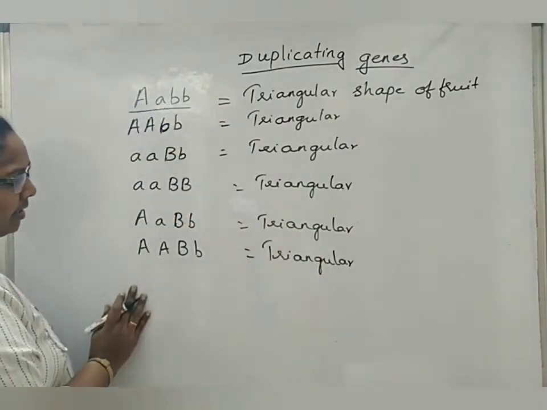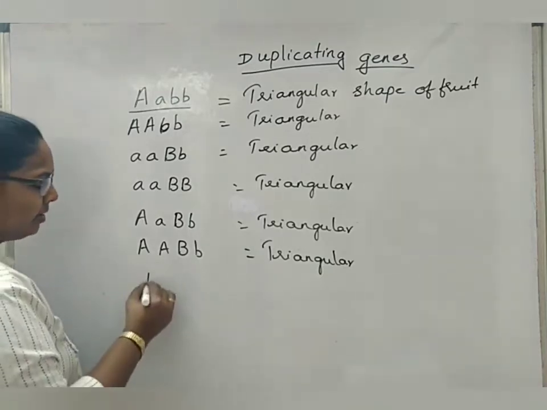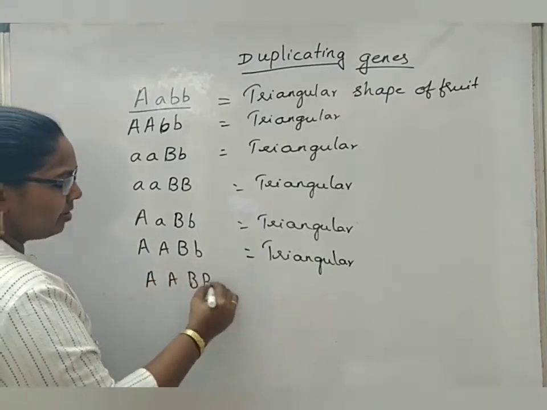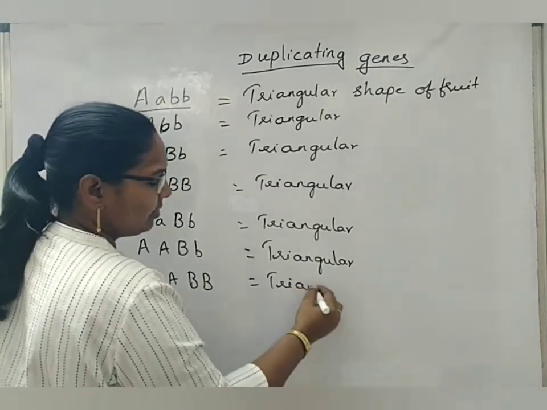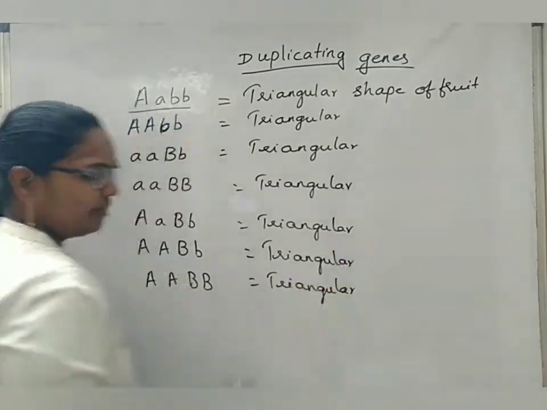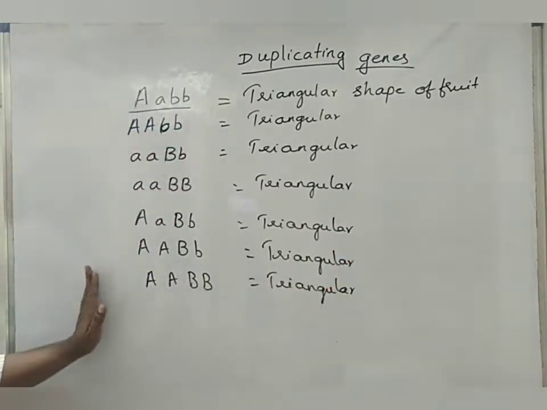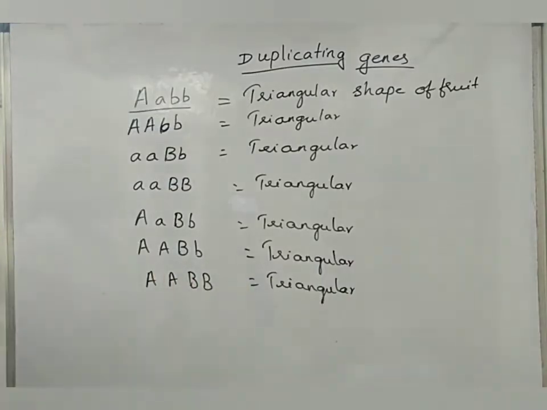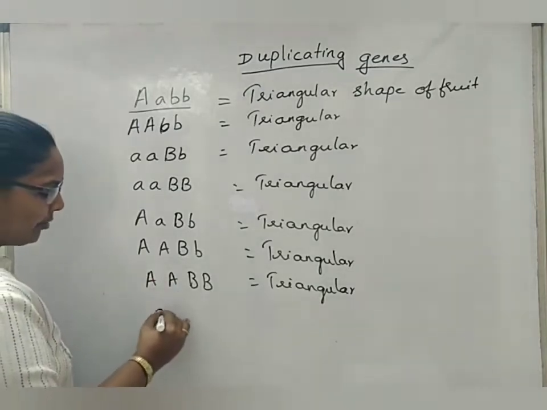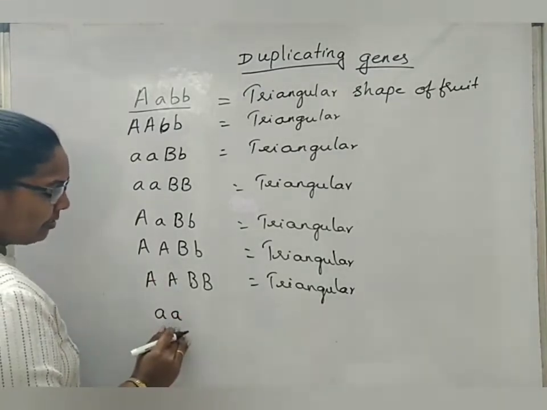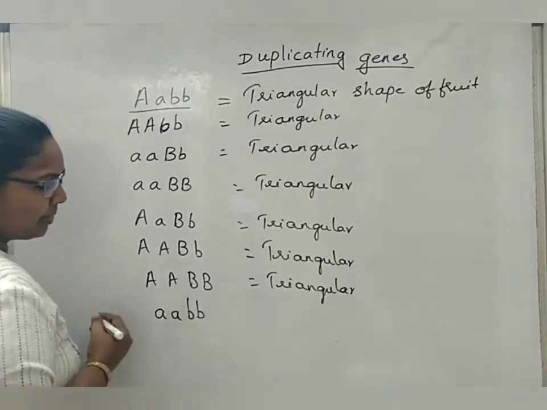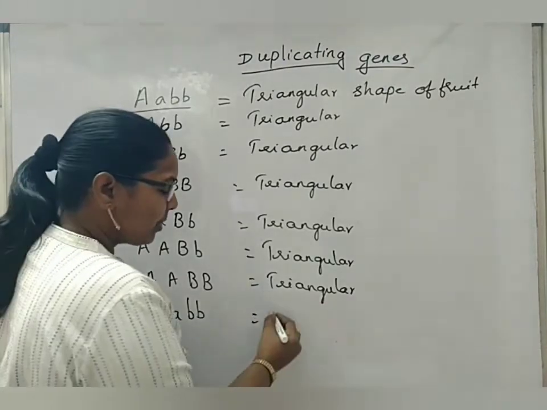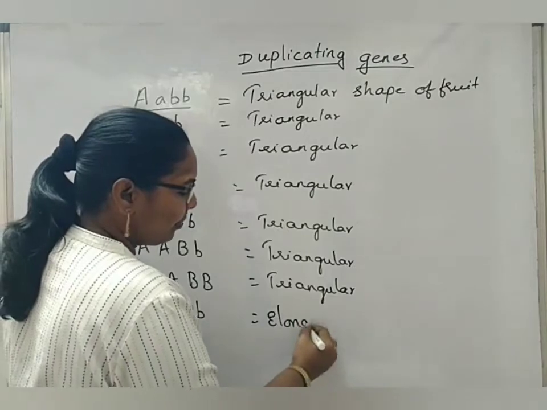Next, are there any other combinations that we can frame? We'll write all dominant also. Then also the shape will be triangular. So we can consider these as the best examples to explain what type of allele pairs are responsible for triangular shapes of the fruits. Now, if completely recessive allele pair combinations are present, then it is responsible for elongated shape of the fruit.